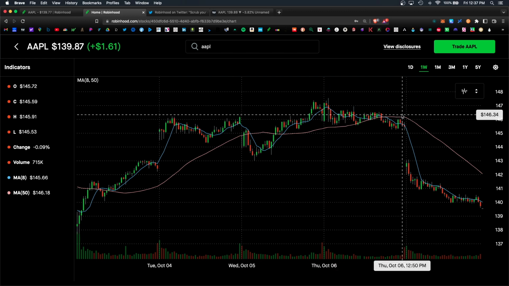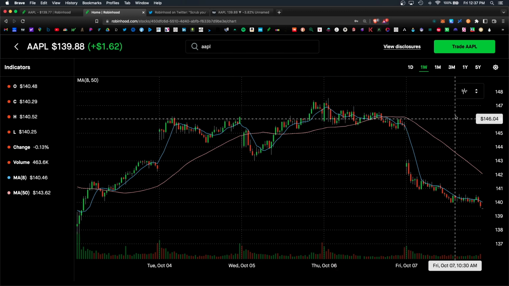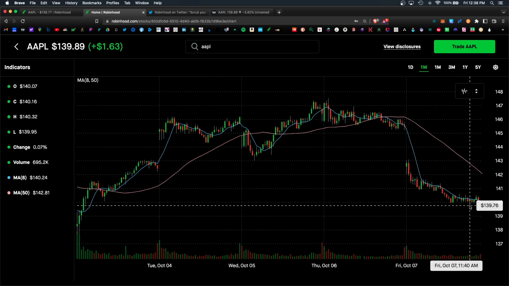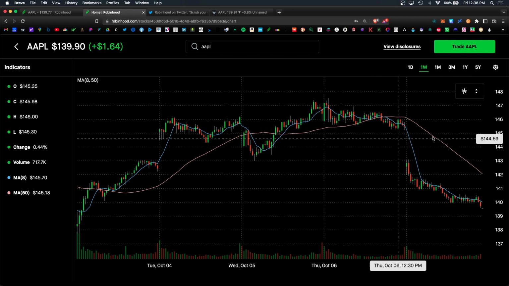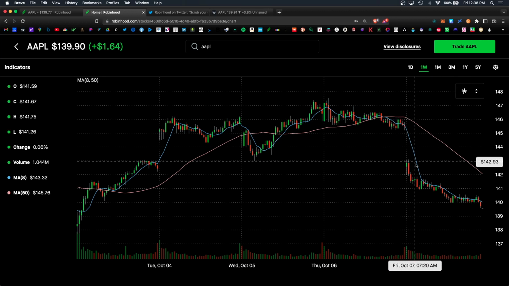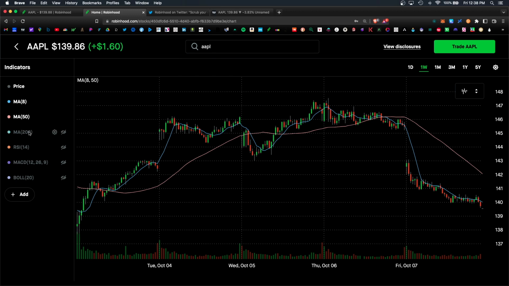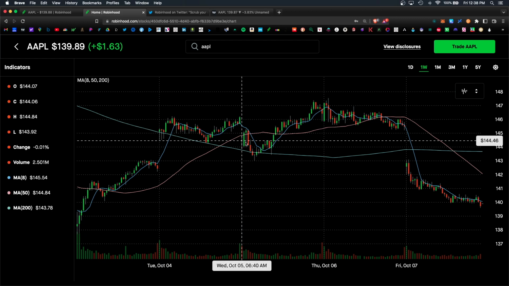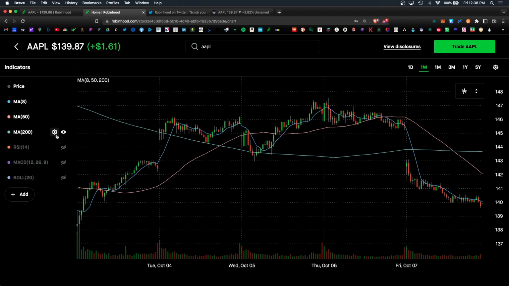And vice versa. When the faster moving average, the 8-day, crosses below the slower moving average, the 50-day, that is a bearish indicator, and that's when you want to take profit and sell your stock. Cool, and right below that, you have the extra option of using the 200-day moving average, and that is depicted by this teal line running across. I don't always use the 200-day, so we're going to disable that.